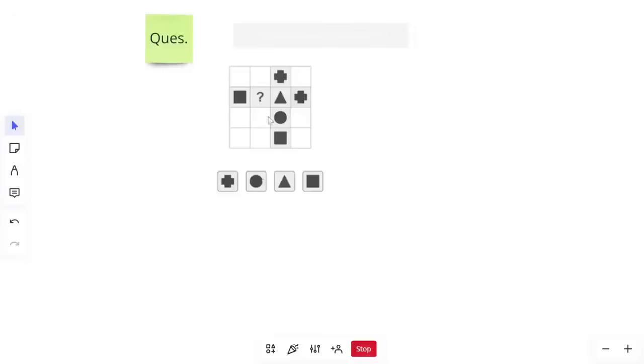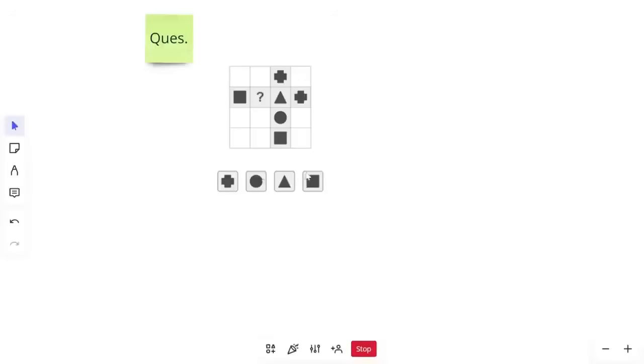Let's try to solve this question. In this question, we have to tell in place of question mark which symbol out of the given options will come. Okay, and the options are plus, circle, triangle, and square. So guys, before solving, I would suggest that please pause the video for a moment, try to think of the answer on your own, and then watch the solution.